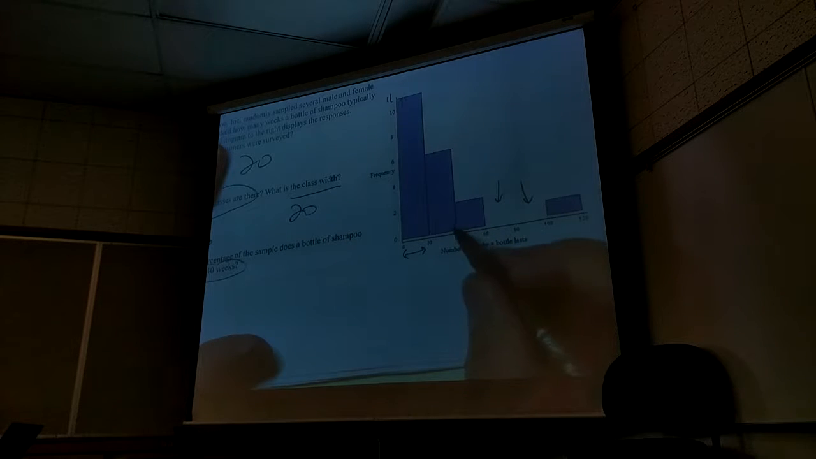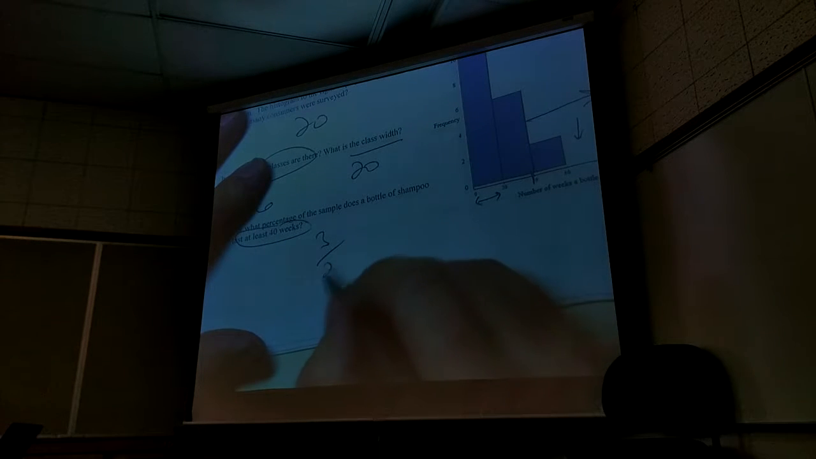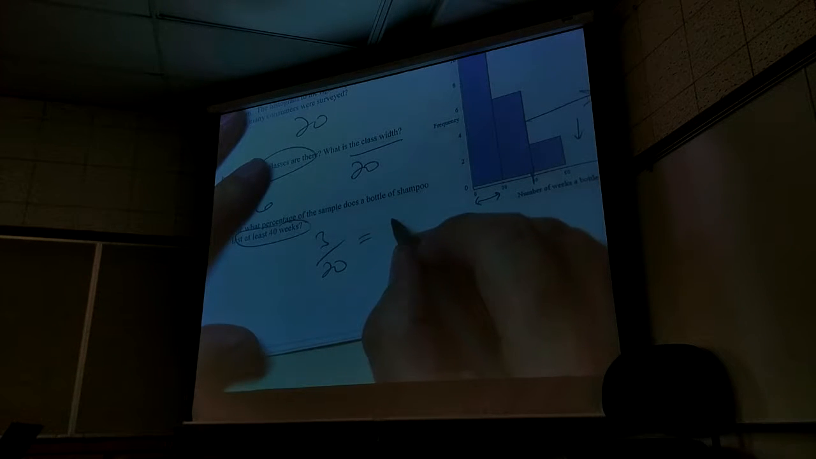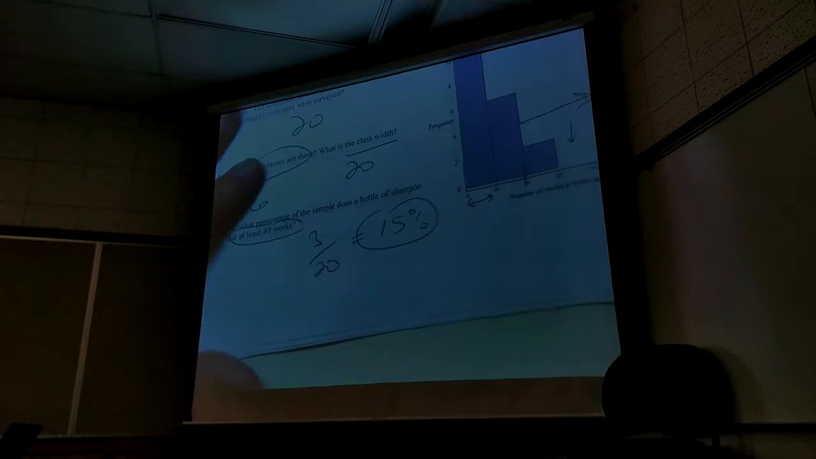So at least 40 would be how many people? At least 40 weeks would be how many people? That would be 3 people. 3 people lasted at least 40 weeks. So 3 out of 20, which is? Yeah, it's the same ratio we had on that warm-up.